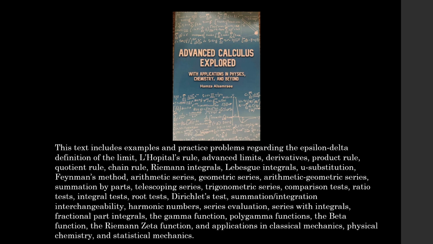It goes further into the stuff that you would see in Calculus 2 but at a more advanced level, covering the different series, telescoping series, your different tests, Dirichlet's test up to that, the interchangeability of summation with integration, gamma function, polygamma functions, beta functions, Riemann zeta functions, and then applications in physics and chemistry. Very interesting book, highly recommended.